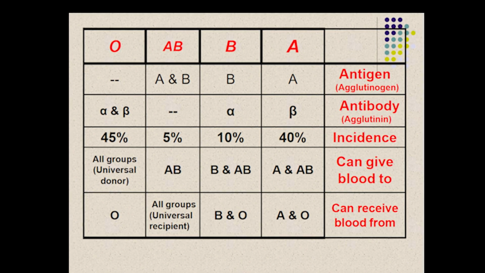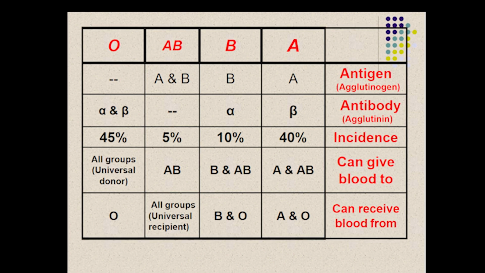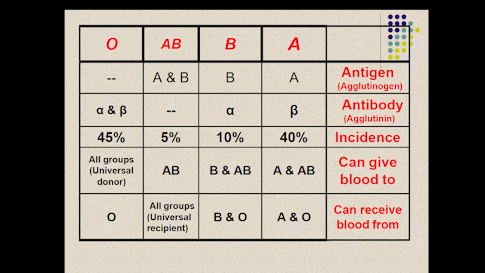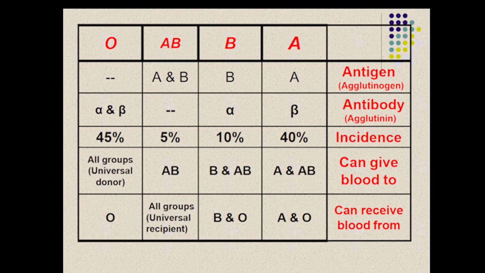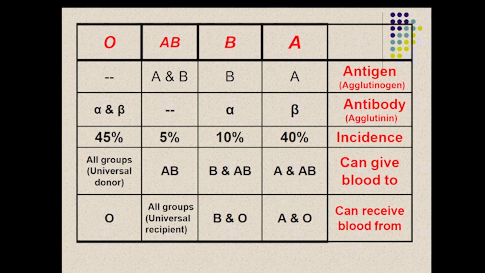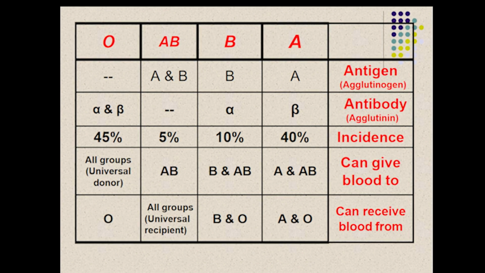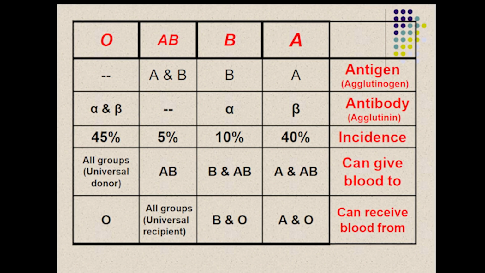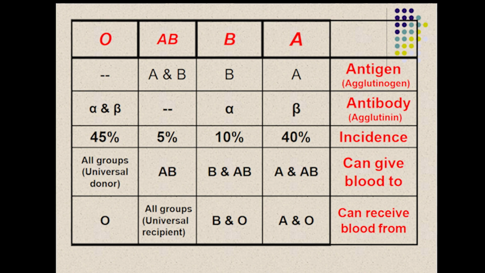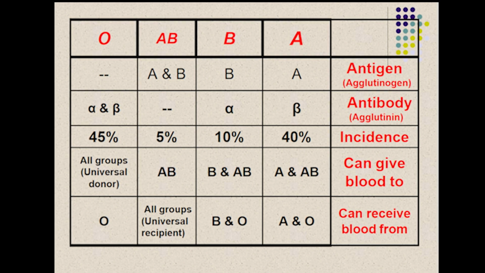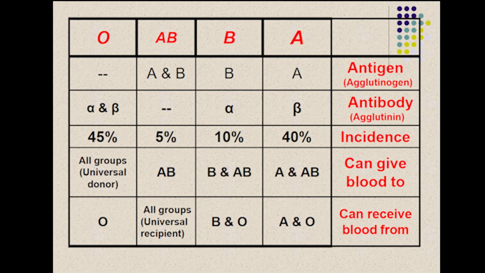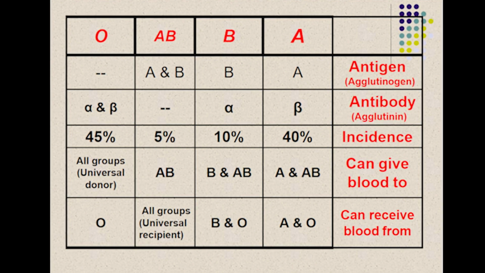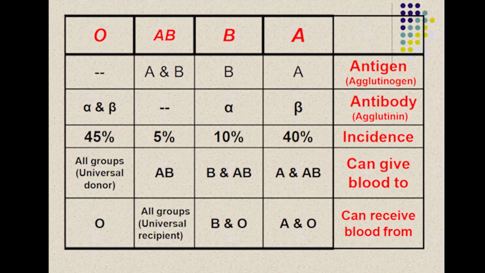As we mentioned at the first of the video, the blood group A, its antigen is called A, and the antibody is called beta. The incidence is about 40%, and group A can give blood to A and AB, and can receive blood from A and O. While in blood group B, the antigen is called B, and the antibody is alpha. The incidence is about 10%, and it can give blood to B and AB. Also, it can receive blood from B and O.